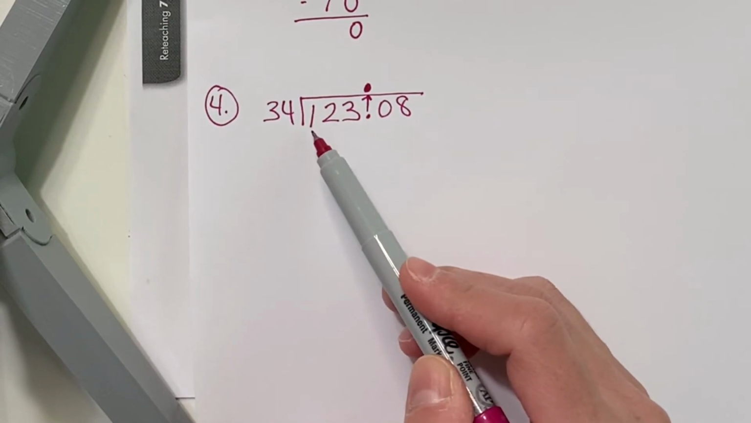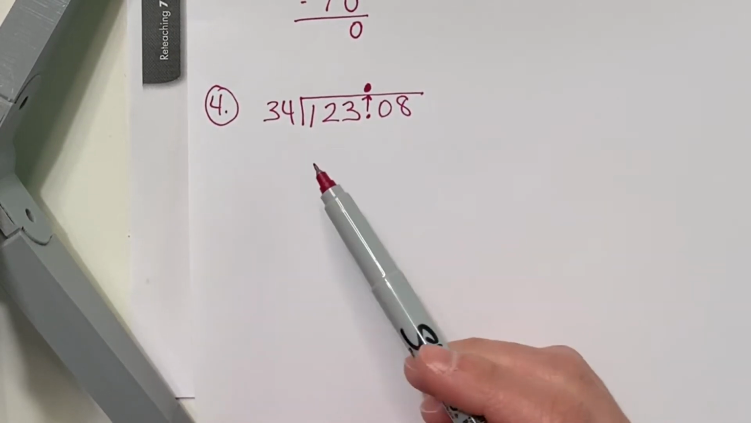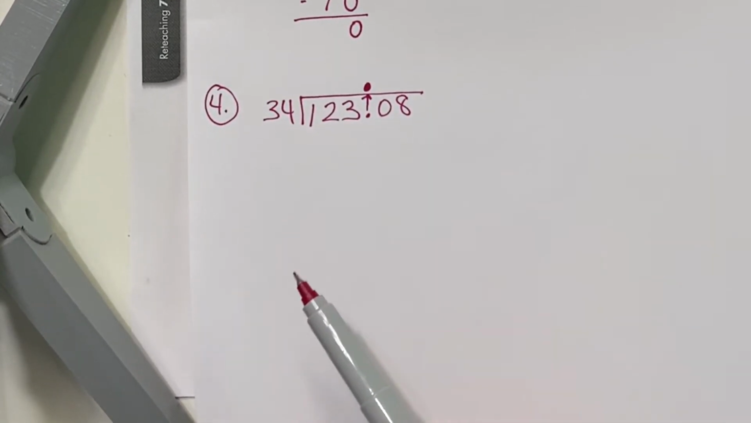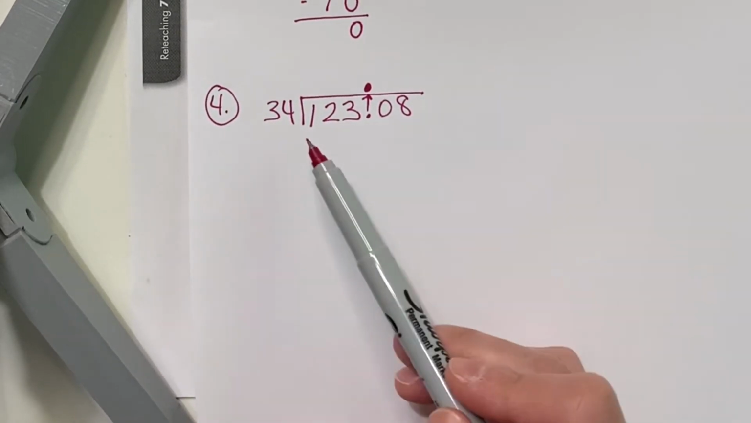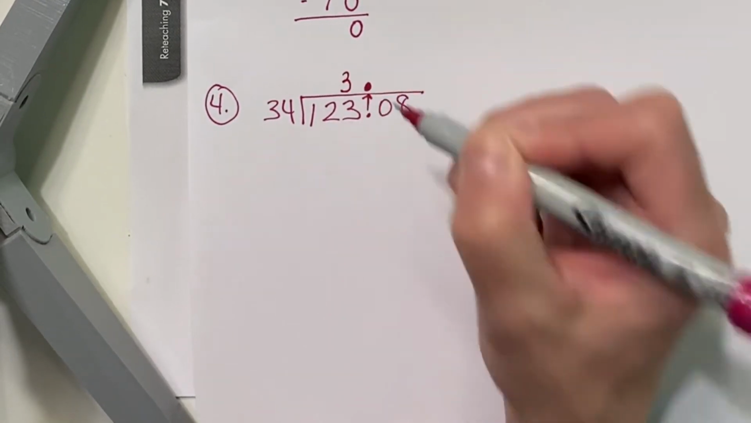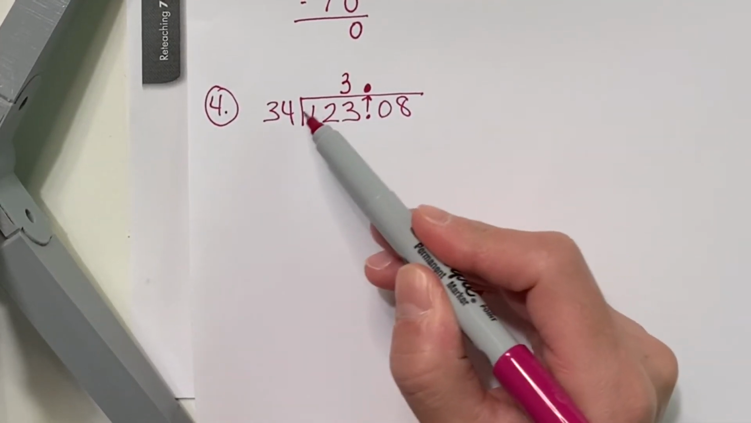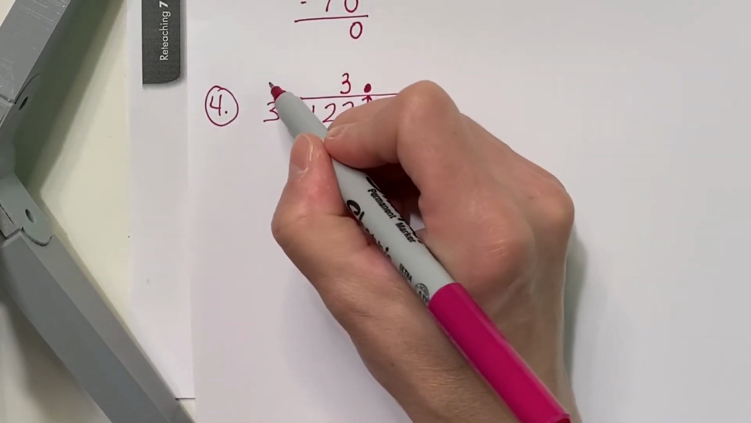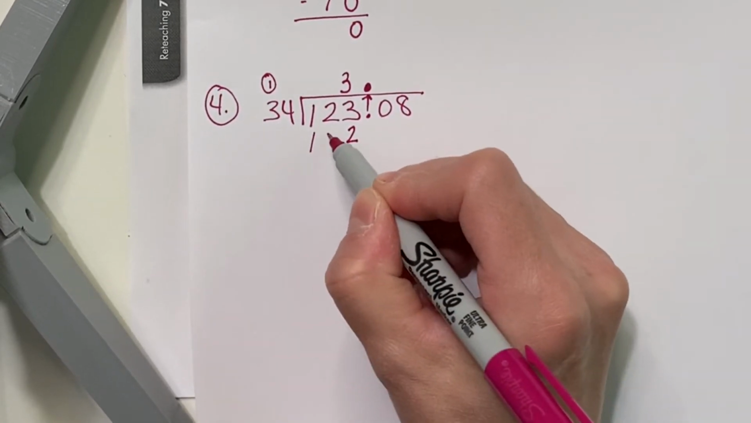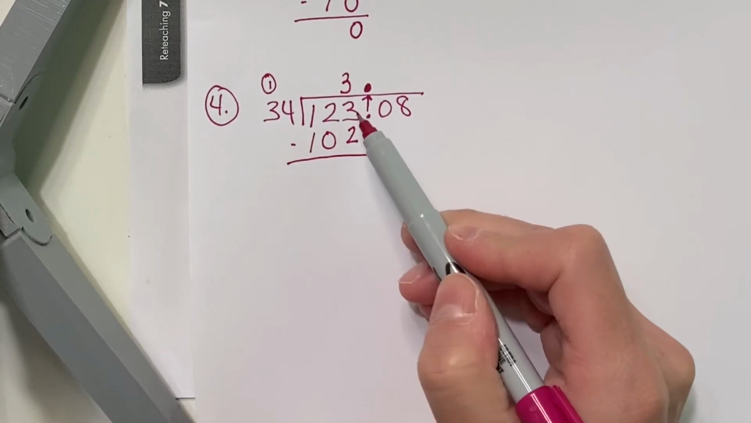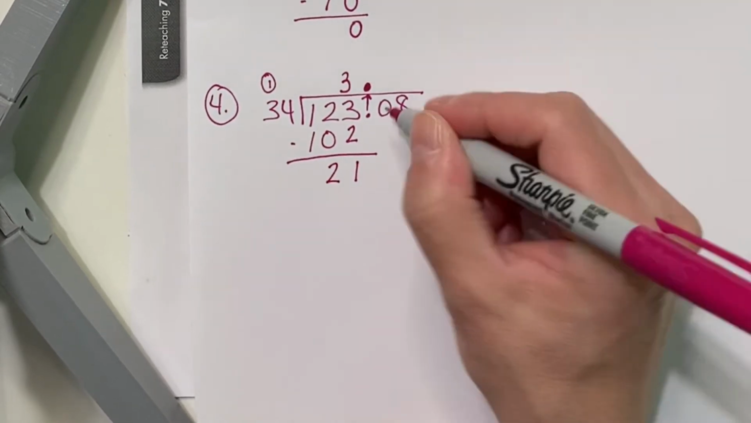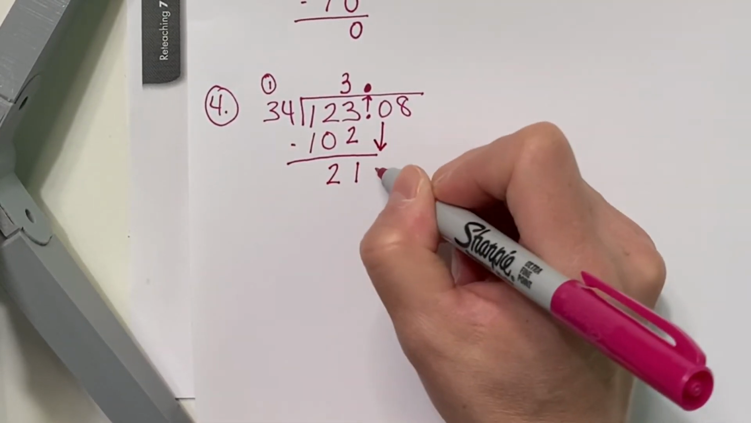34 cannot go into 1, so we go to the next digit. 34 cannot go into 12, so we go to the next digit. 34 can actually go into 123. And it can go in there 3 times without going over. 3 times 4 is 12. Carry the 1. 3 times 3 is 9. Plus 1 is 10. Subtract. 3 minus 2 is 1. 2 minus 0 is 2. Bring down the 0.